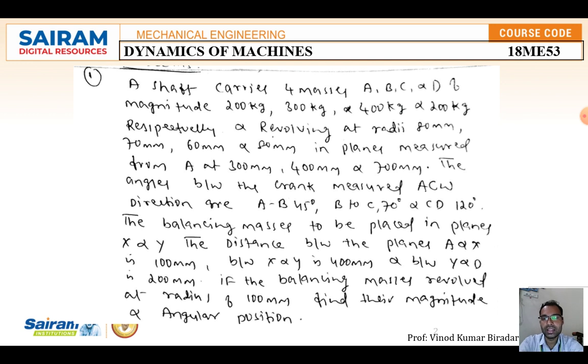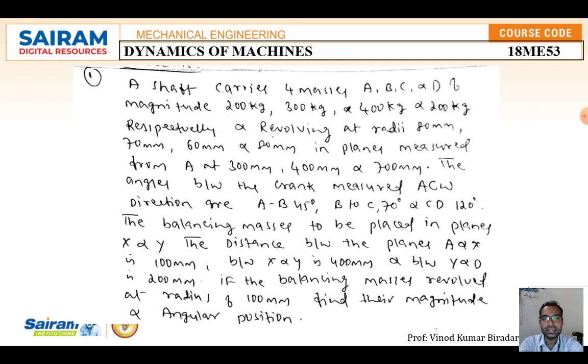They given the balancing masses to be placed in planes x and y. Apart from those masses, the balancing masses x and y are at a distance: the distance between plane A and x is 100 mm, between x and y is 400 mm, and between y and D is 200 mm. If the balancing masses are rotated within a radius of 100 mm, find their magnitude and the angular position.